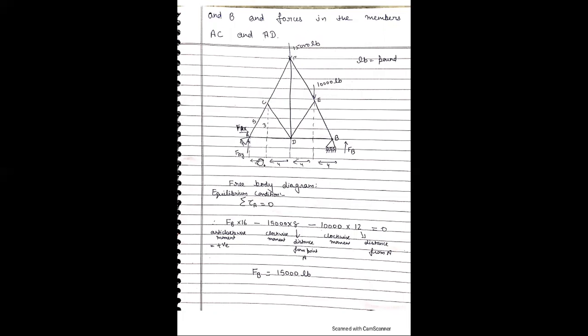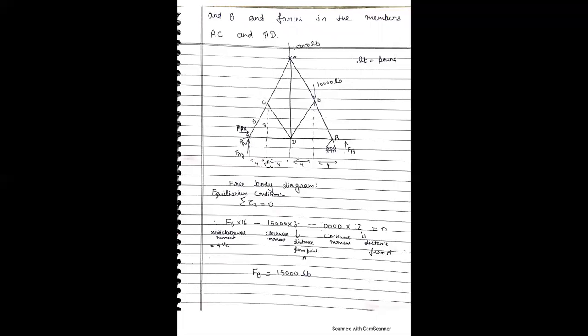Here at point F there is a load of 15,000 lb, lb is pound. At point E there is a load of 10,000 lb. At point B there is a roller support. At point B there is a force Fb, and at point A there is a horizontal force Fax and a vertical force Fay, and these are the distances.